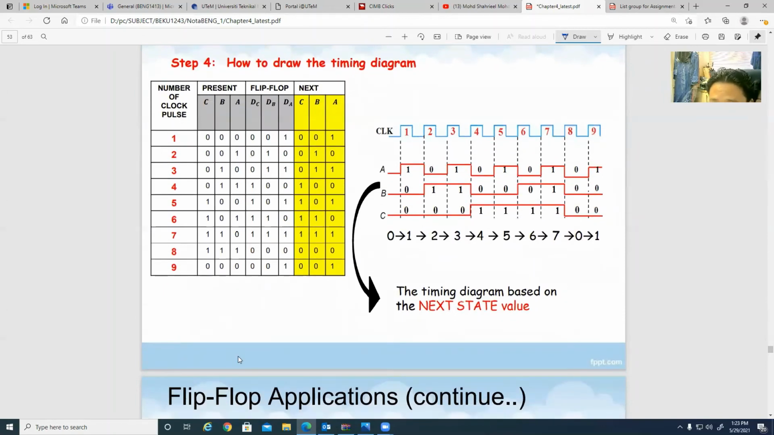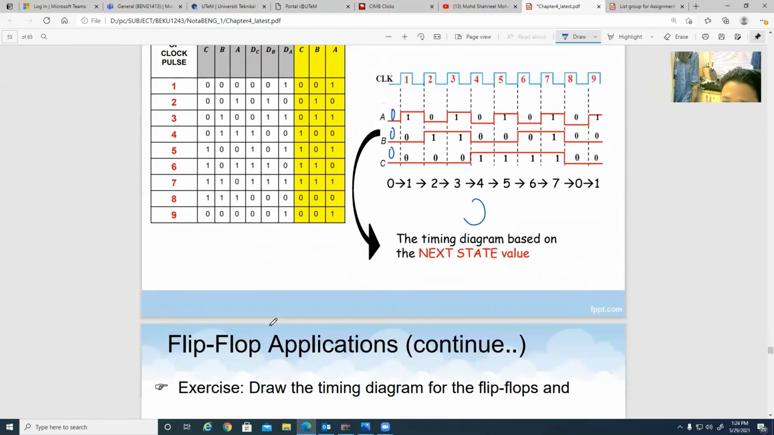Then you can draw the timing diagram. You can see here the initial will be 0. It goes 0, 1, 2, 3, 4, 5, 6, 7. We start again 0, 1, 2, until it repeats again. So we start from 0, 1, 2, 3, 4, 5, 6, 7. This is the regular sequence.